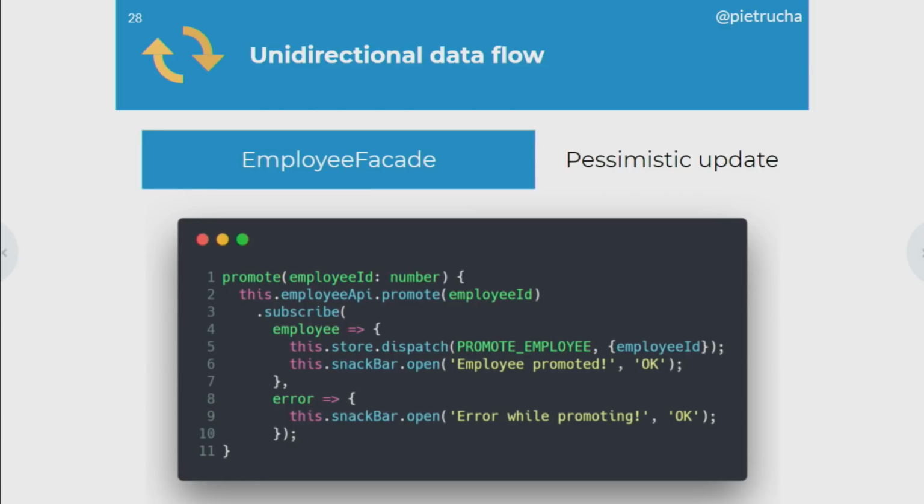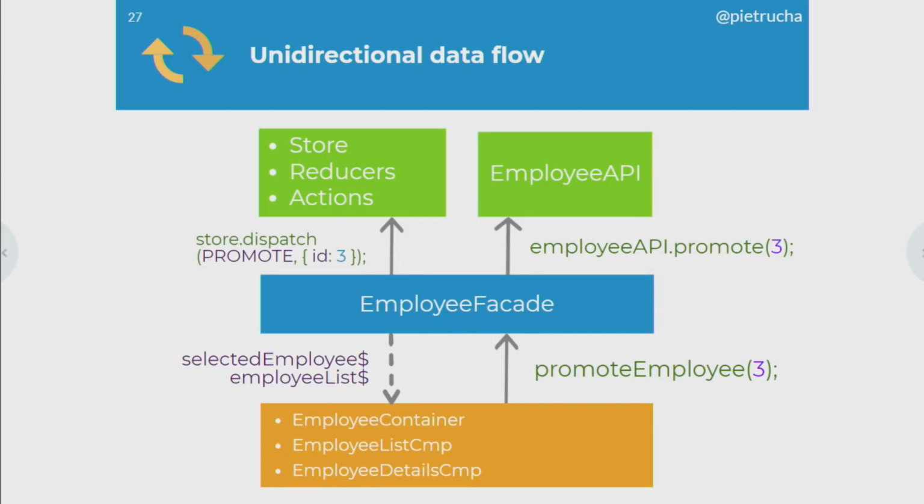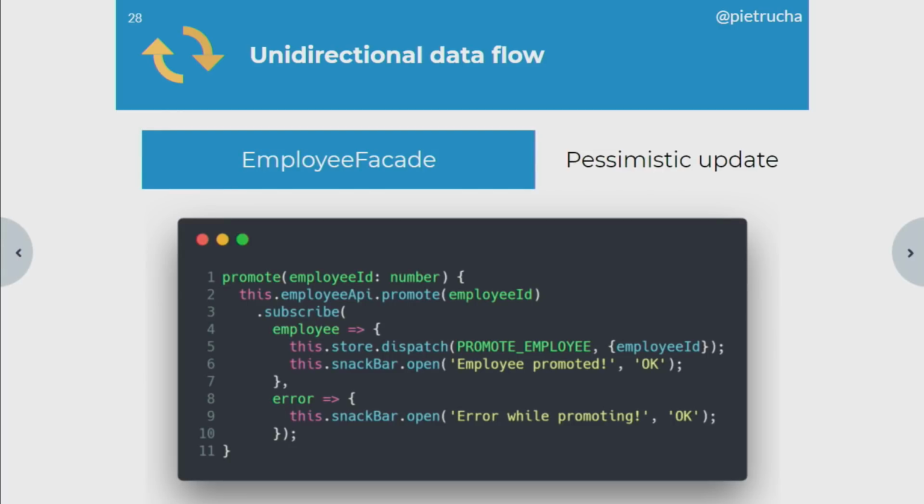Here is an example of the code in the facade, because the facade is actually playing one more role. It synchronizes those two states. You can think of this as a server state and the client state, and you need to somehow keep them in sync. So in the pessimistic update, you first call an API, and then if you have success, you update your client. In this case, you would dispatch an action and then inform the user that something successfully happened.